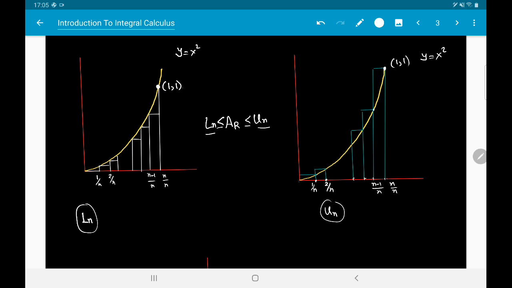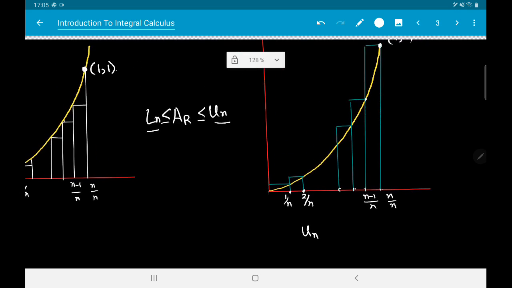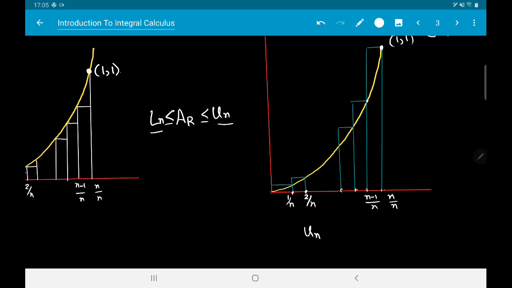So how do we compute these things now, un and ln? The computations are not very difficult. Let me first assure you of this. We know the length of the base of each of these rectangles. And that is always going to be 1 by n, because we have divided the interval 0 to 1 of length 1 into n equal parts. So to compute the area of this bigger rectangular region, all we need to know is the height of all the rectangles. So let us try to do this one by one.